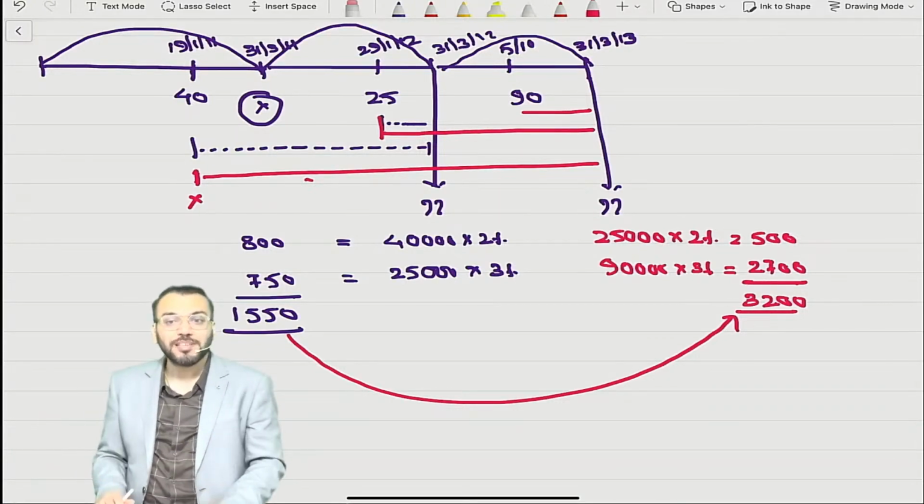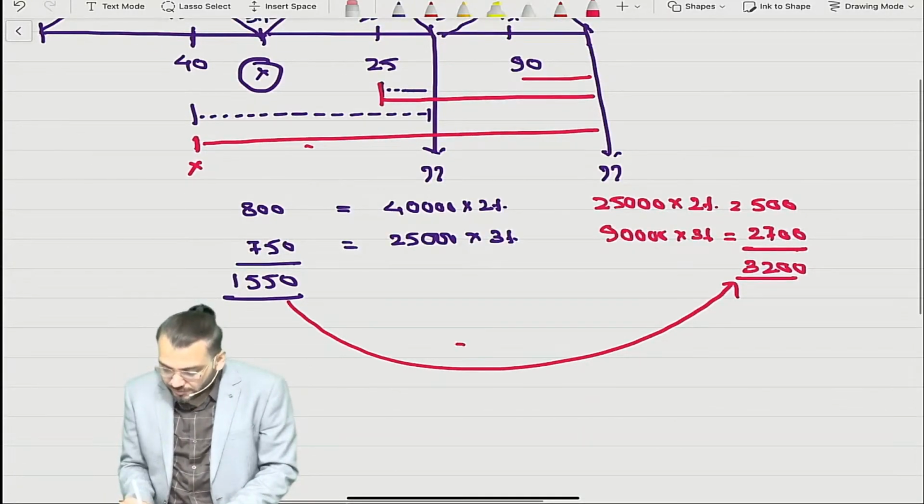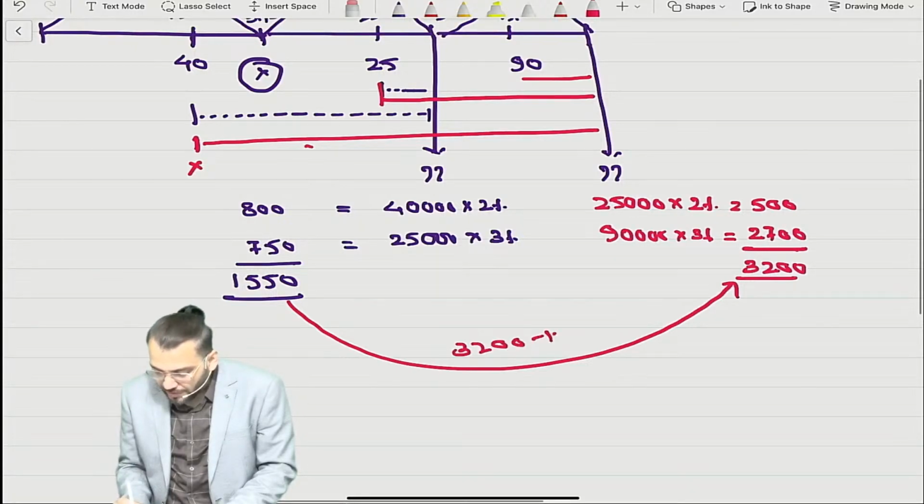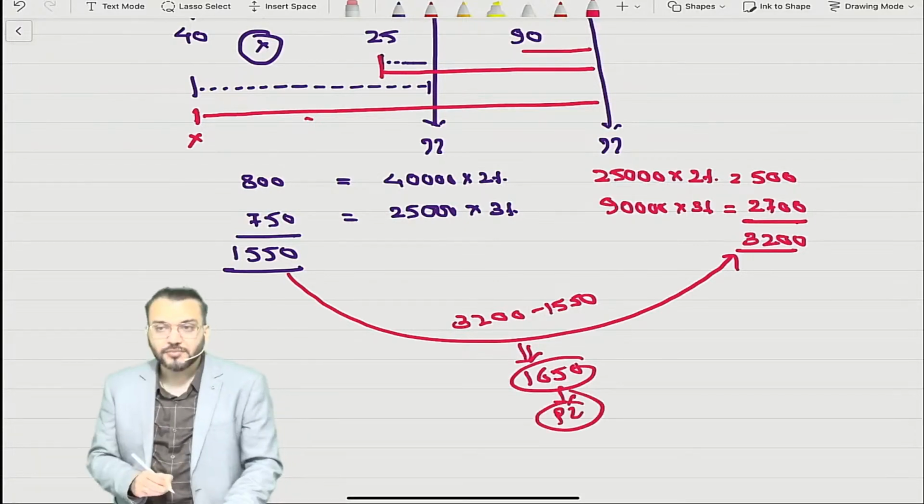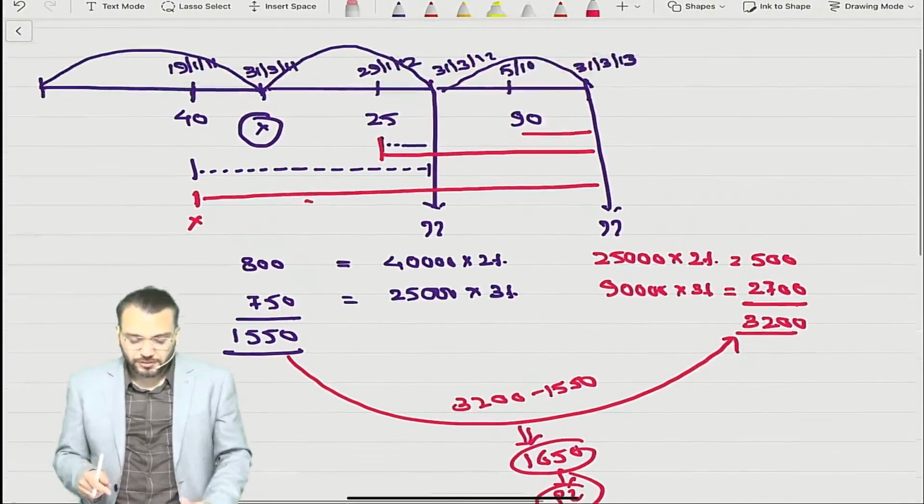This much provision is required: 3,200. So how much provision will be created? The difference is what? 3,200 minus 1,550. How much? 1,650. This will be charged to the PL account of the third year.